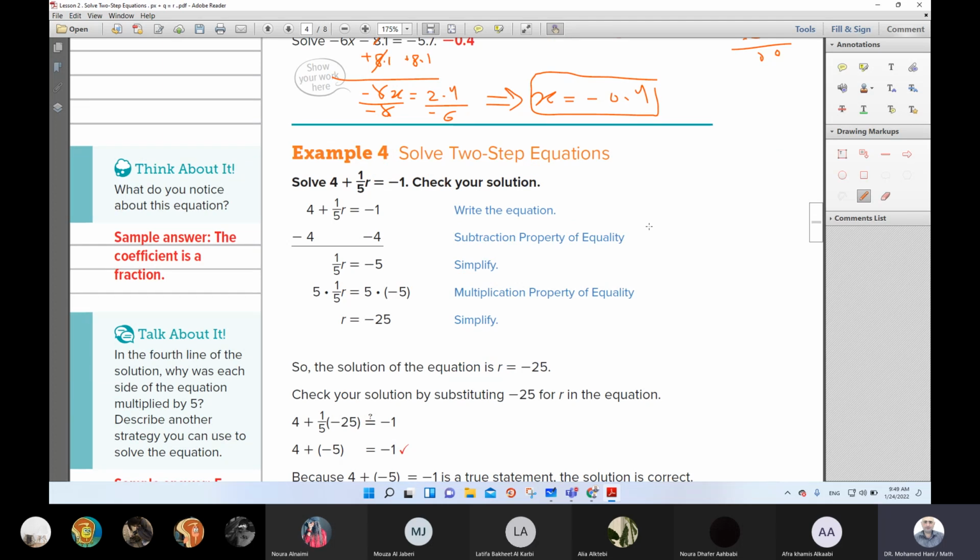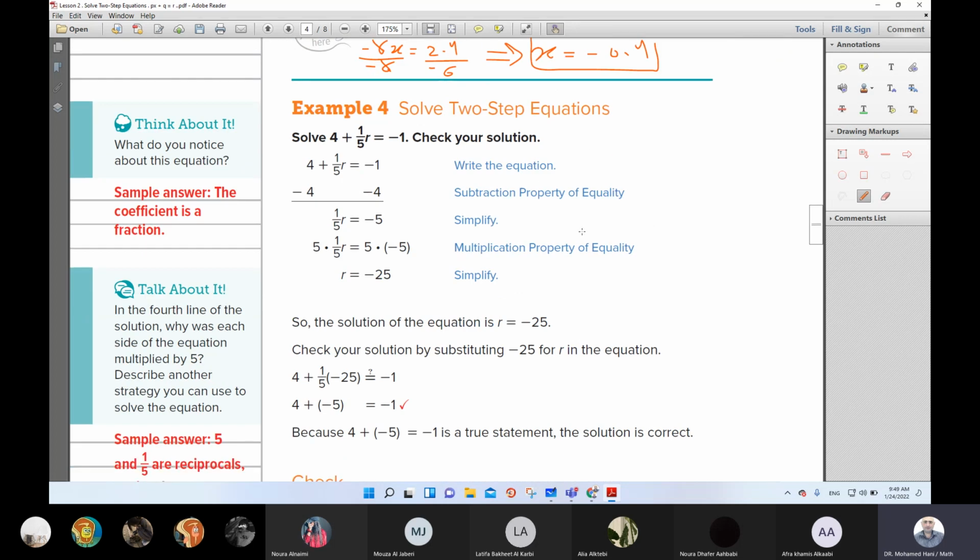Now in this example number 4, solve 4 plus 1 over 5 r, the variable r here, equal minus 1. As you see here, the coefficient is a fraction. So the first step, we want to remove the constant 4. So add the inverse to the two sides. What is the inverse of 4? Negative 4. So add negative 4 to the two sides. Now 4 and minus 4 will be 0. Remains 1 over 5r equal -1 and -4 will be -5.